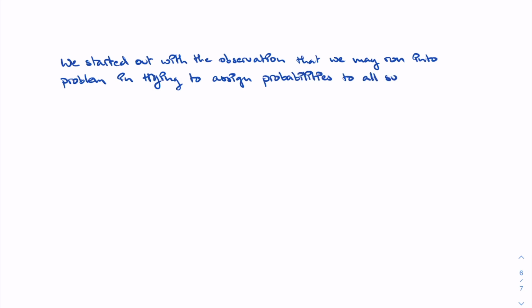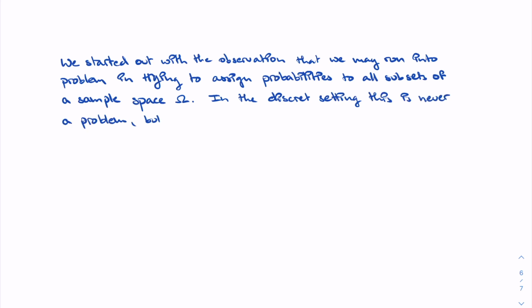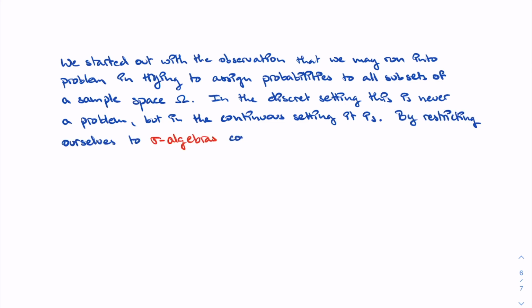We started out with the observation that we may run into problems in trying to assign probabilities to all subsets of a sample space. In the discrete setting, this is never a problem, but in the continuous setting it is. By restricting ourselves to sigma-algebras containing all sets we may want to measure, this problem is resolved.